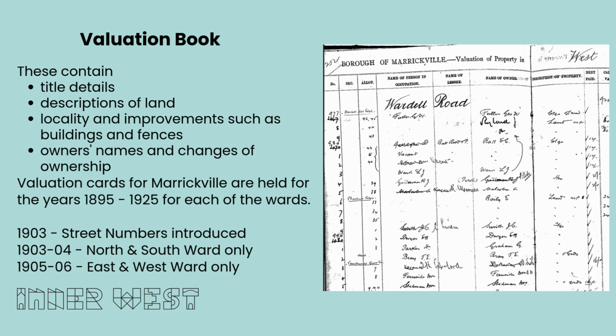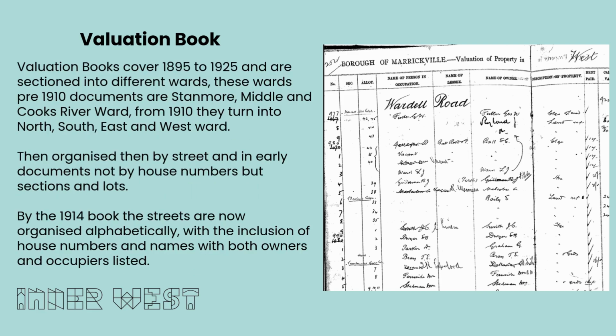Street numbers are introduced in 1903 in the North and South Ward books. Starting from 1908, the valuation books were compiled triannually. The valuation books between 1908 and 1925 are consistent in format and typically contain the information listed above. Lot numbers and land dimensions are also mostly recorded. Entries are ordered by ward and then in alphabetical street order. The 1911 and 1913, as well as the 1923 and 1925 valuation books, are missing the North Ward entries. Valuation books cover 1895 to 1925 and are sectioned in different wards.